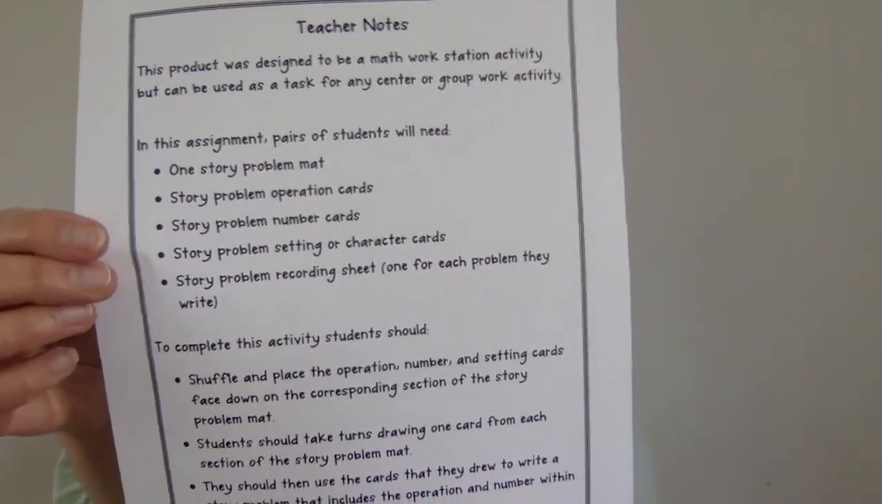Students should take turns drawing one card from each section of the story problem mat. They should then use the cards that they drew to write a story problem that includes the operation and number within the setting that they drew. Students can write their problems on the story problem recording sheet. So this is the note for the teacher or for the parents if you are doing it at home.